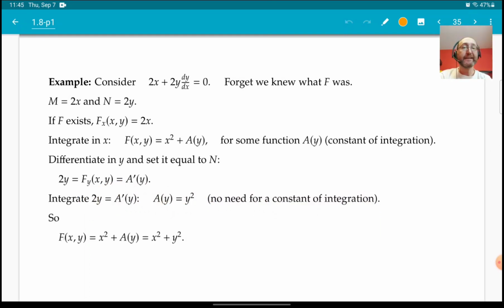So in that case, what do we have? f is x squared plus a of y, and we just figured out that a of y should be y squared, so it's x squared plus y squared. And if we added a constant of integration, we'd get that here. But again, as I said, we don't need it because we're looking at where this is constant. So we're basically adding a constant of integration when we're looking for the different level sets of f.